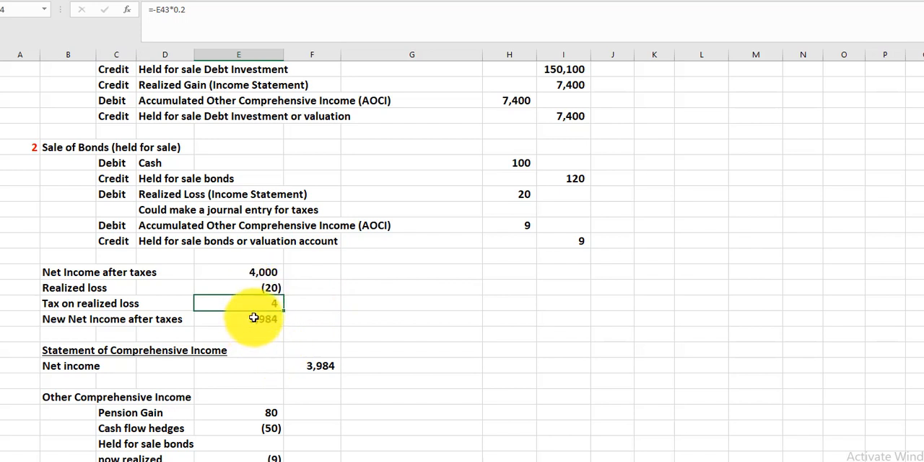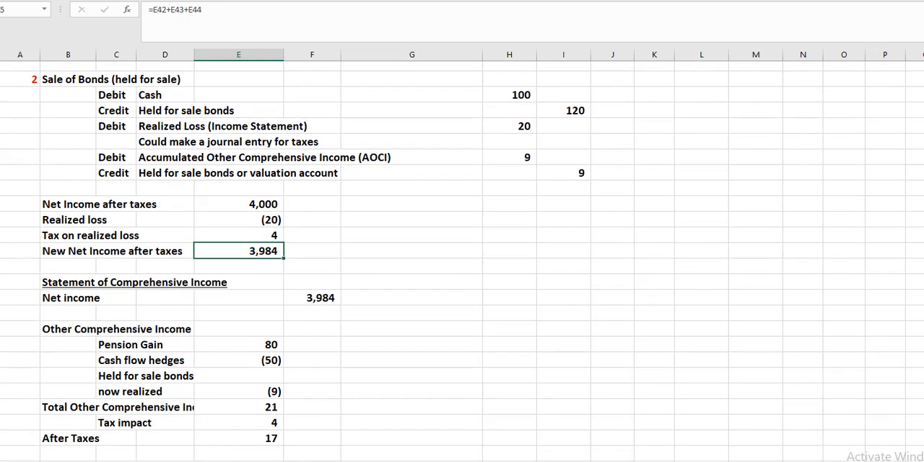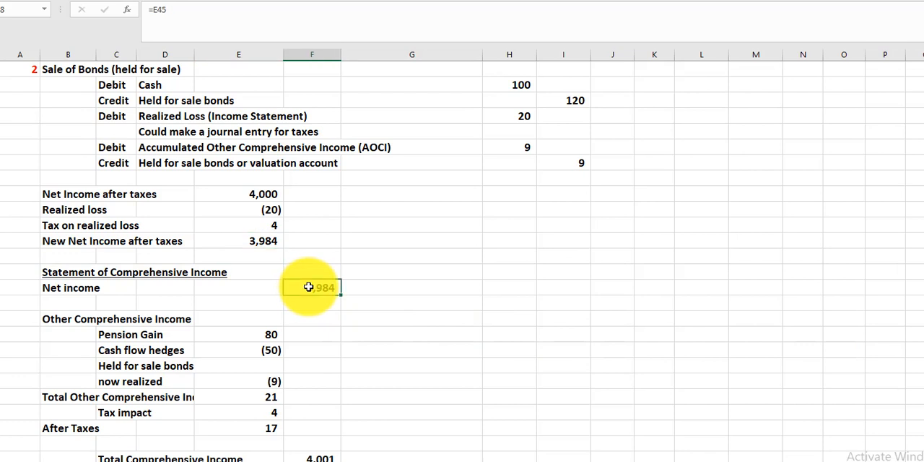So a $20 loss or $20 million loss or whatever is going to save us $4 million in taxes, 20%. Okay? And so our new net income, now that we've realized that we should have put this on the income statement and made the correct update, it is $39.84. So that becomes our starting point for the statement of comprehensive income. Statement of comprehensive income always starts with the net income, and obviously the most up-to-date net income number we have is what we want to use.